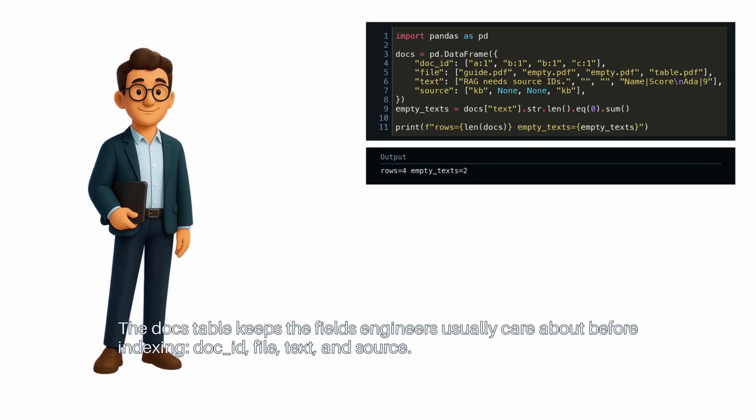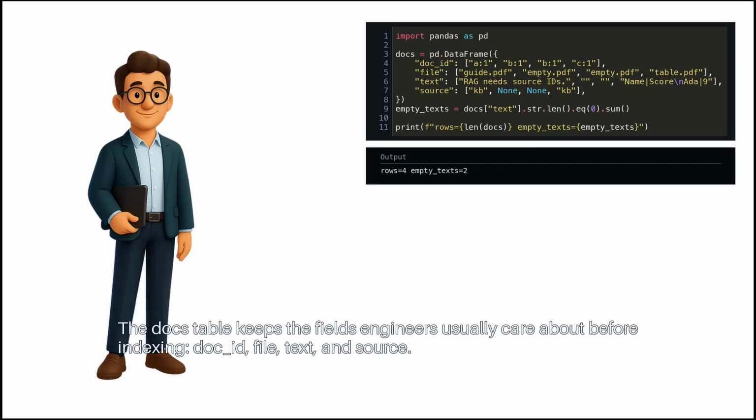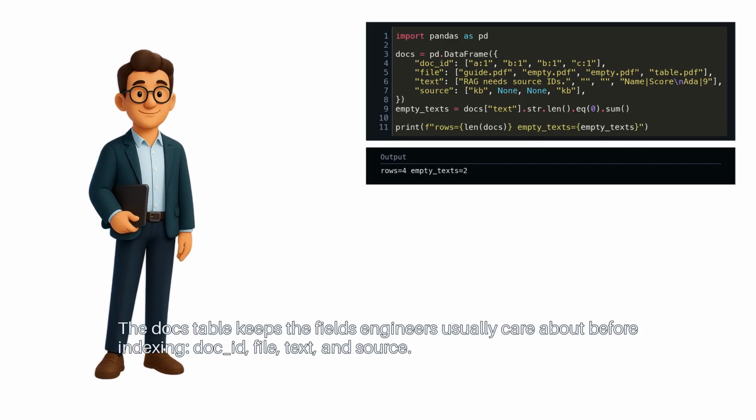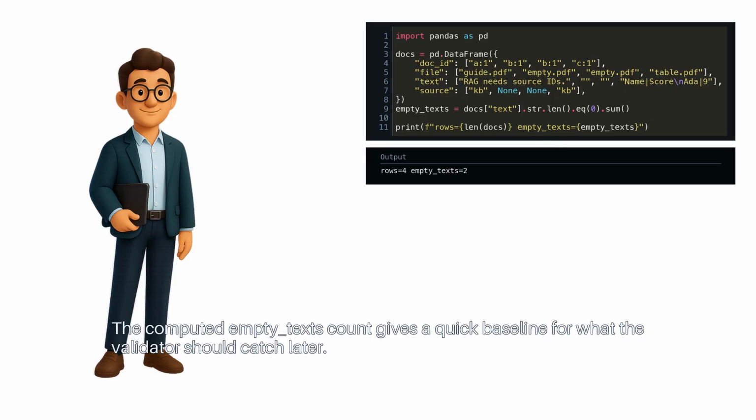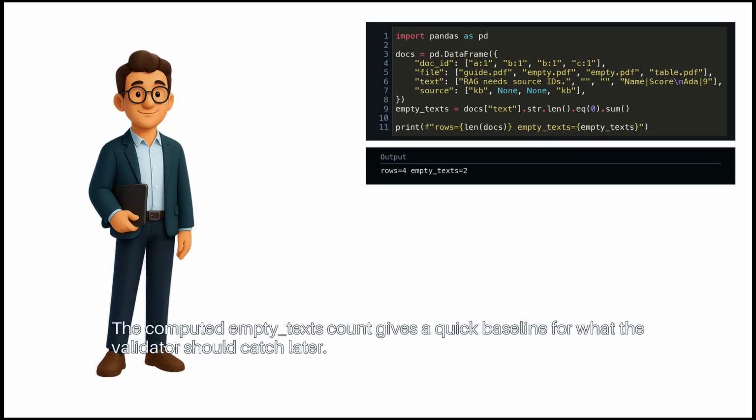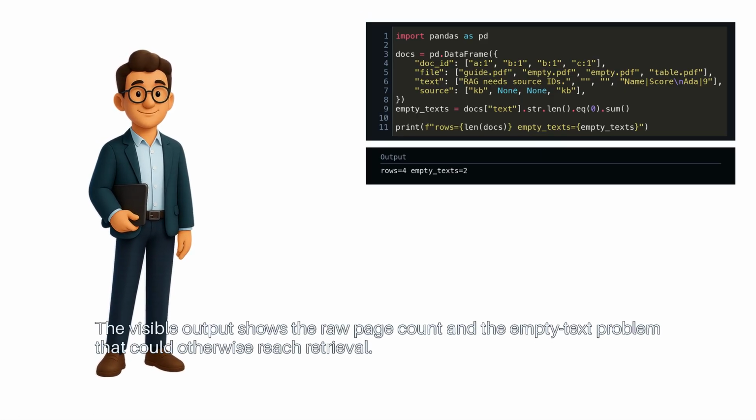The docs table keeps the fields engineers usually care about before indexing: doc ID, file, text, and source. The computed empty text count gives a quick baseline for what the validator should catch later. The visible output shows the raw page count and the empty text problem that could otherwise reach retrieval.